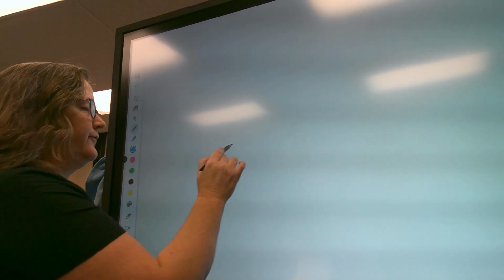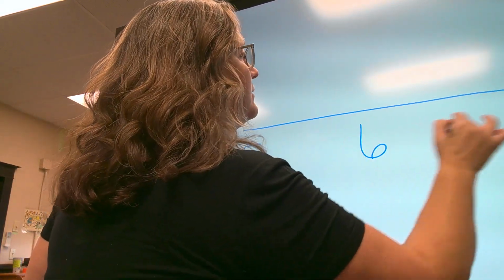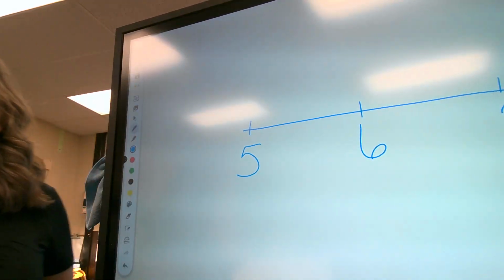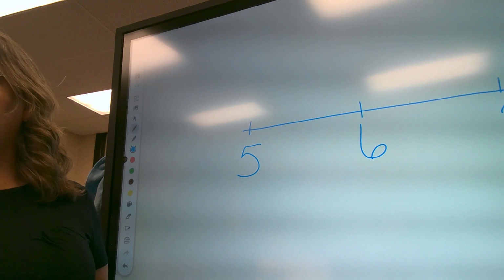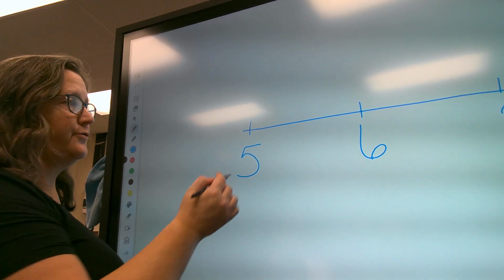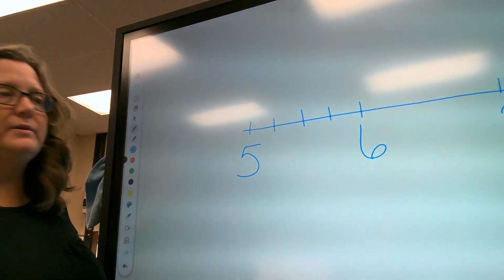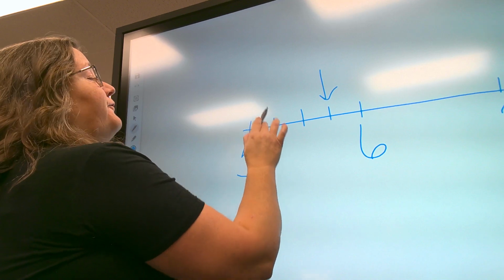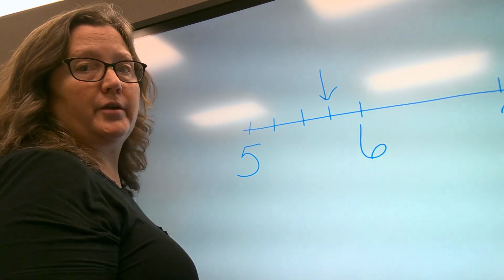Take a look at example 1. We are going from 5 on our number line. Our whole numbers are 5, 6, and 7. How many spaces or segments are there between each whole number? Lux? 4. There's 4 between each whole number. Okay? And the arrow is pointing to this one. So if there are 4 whole spaces, how much are each of these little spaces worth?